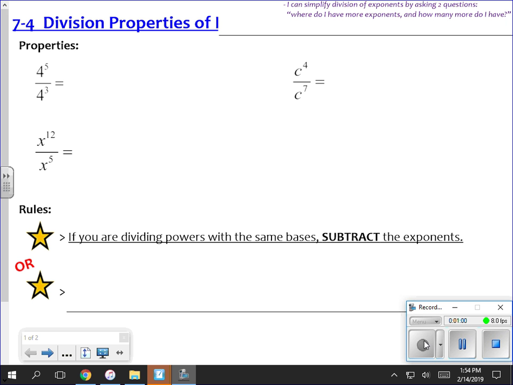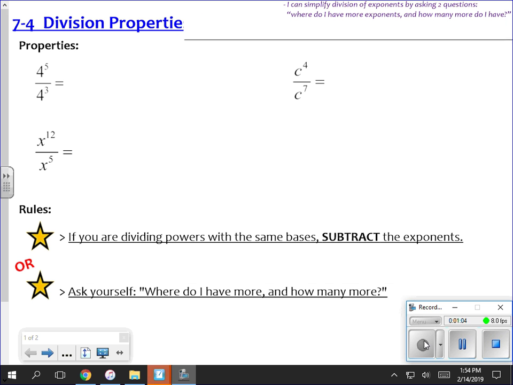Or ask yourself, where do I have more and how many more? The idea is if my denominator is larger than my numerator, I want my answer in the denominator. One of the things that we never want to have in our final answers are negative exponents. We do not want negative exponents in any of our final answers.